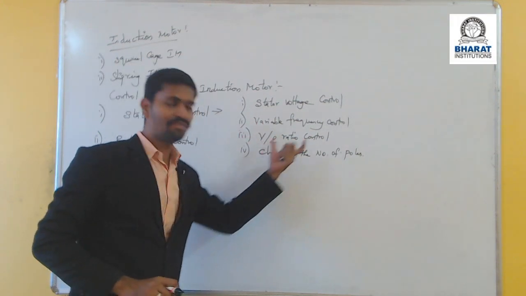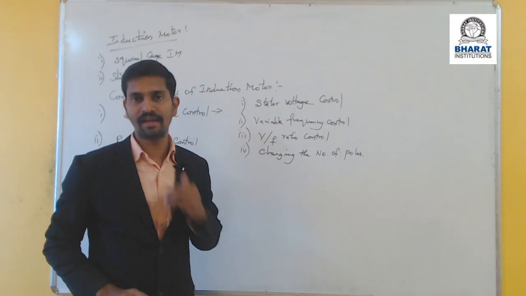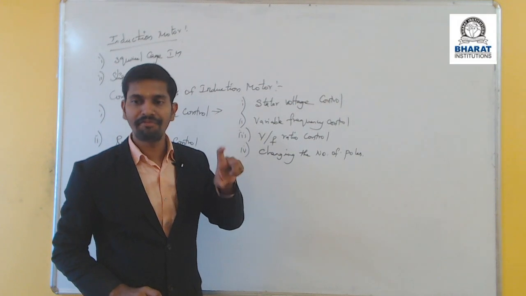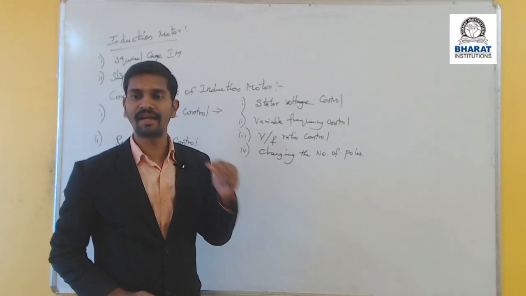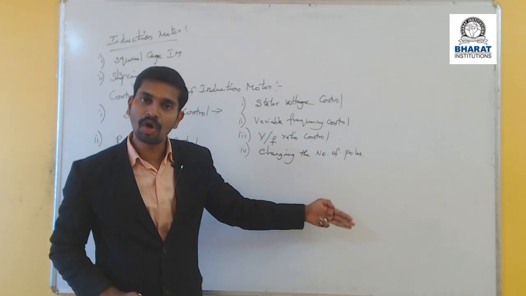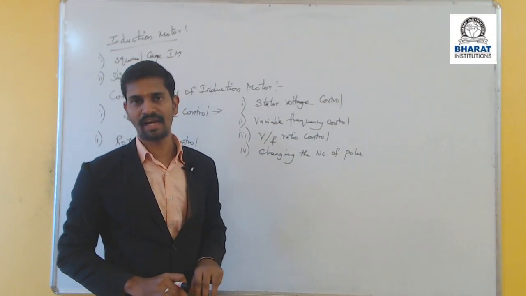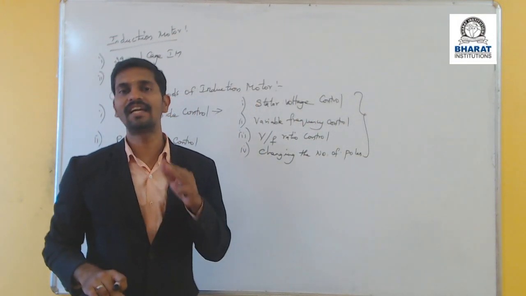So, by varying the frequency of the induction motor, we can control the speed of the induction motor. So, third methodology is by making the V by F ratio as a constant, we can control the speed of the induction motor. And fourth one is by changing the number of poles also, we can control the speed of the induction motor. So, all these parameters are stator side parameters.